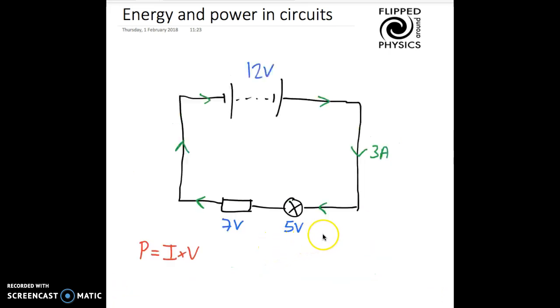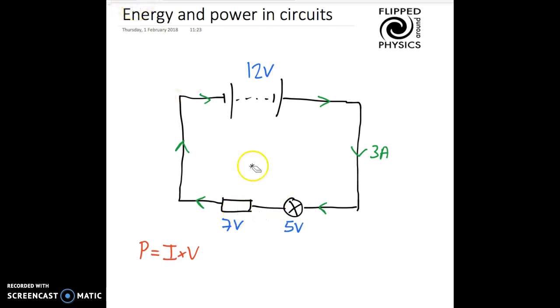Okay, so let's have a look at an actual example. In this case we have a battery connected to a bulb and a resistor, and in the circuit I've drawn in that we have a current of 3 amps flowing. If we measure the potential difference across the bulb, we get 5 volts, and when we measure the potential difference across the resistor we get 7 volts. Let's use our relationship, power equals current times voltage, to find the power output from the bulb and the power output from the resistor. Remember, the bulb will produce heat and light, and the resistor will produce heat.